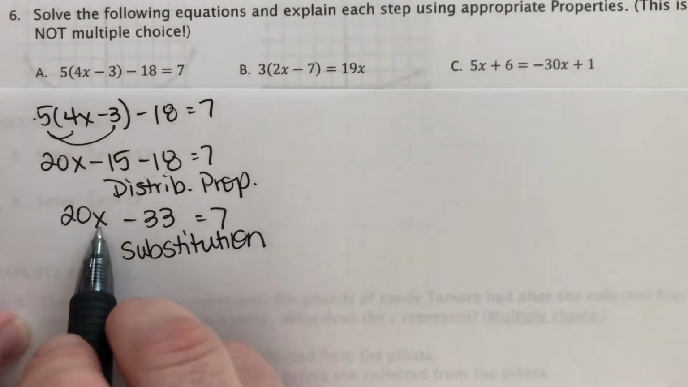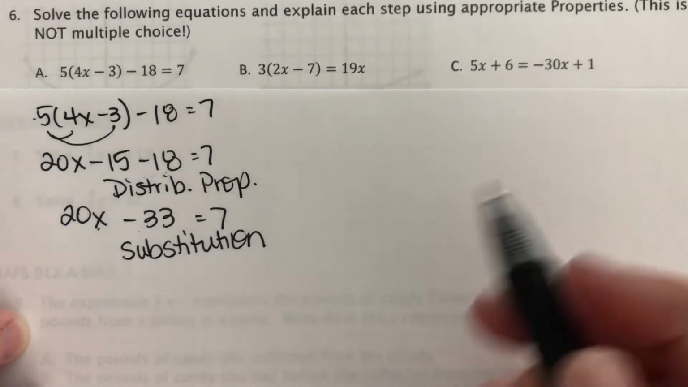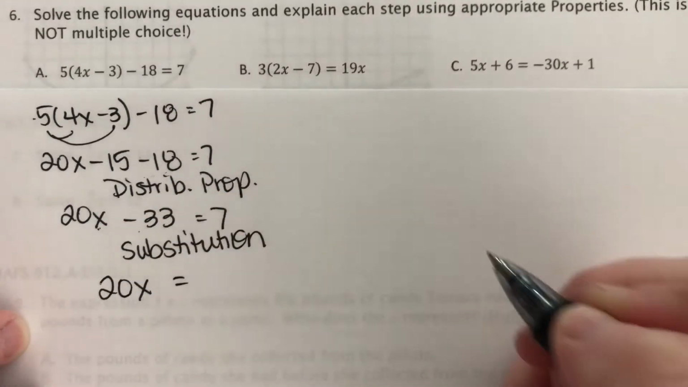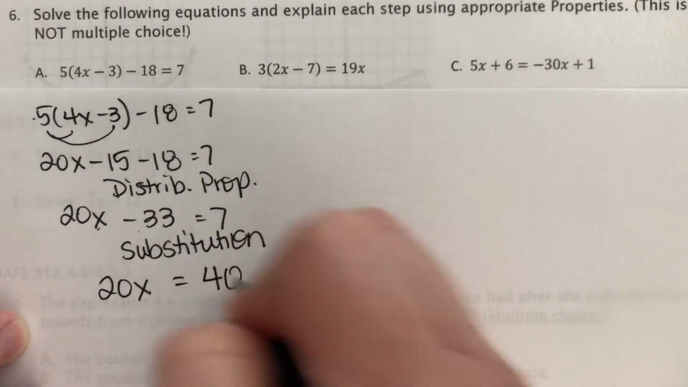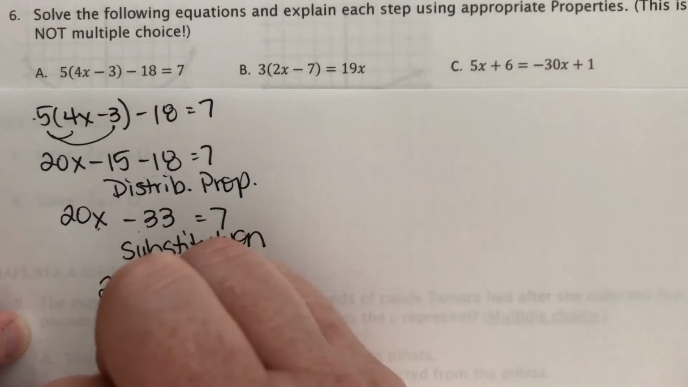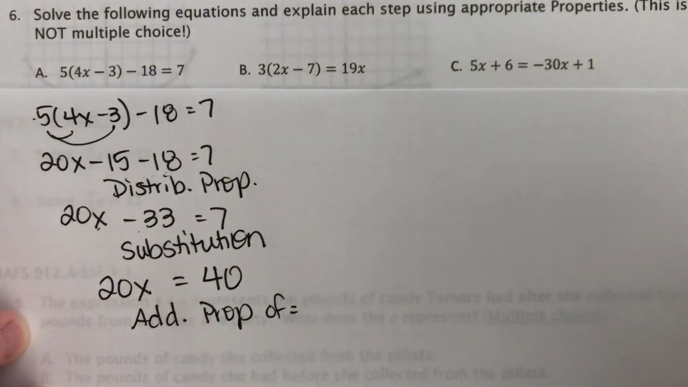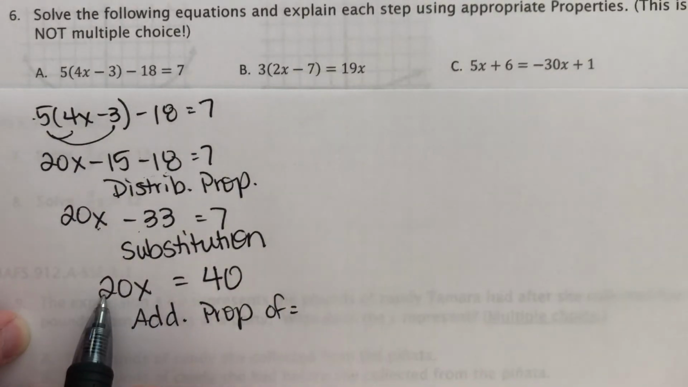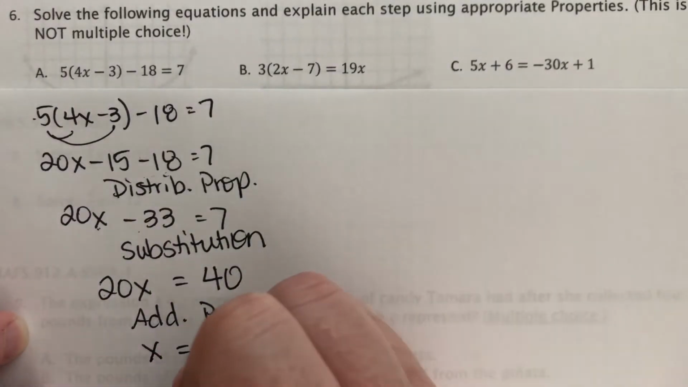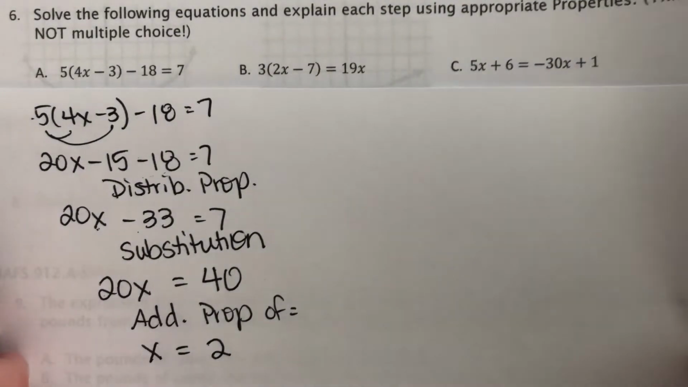Okay, next step, again, I'm trying to get x alone, so I want to get rid of this minus 33, so I'm going to add 33 to both sides of my equation. 20x, the negative 33 gets canceled, I add 33 to 7, so I get 40. Since I just added to both sides of my equation, that's the addition property of equality. Add prop of equal. Good enough for me. And now I have to get x alone, I have to divide both sides by 20. So x is going to equal 40 divided by 20 is 2. And since I had to divide both sides to get my answer, that's the division property of equality.